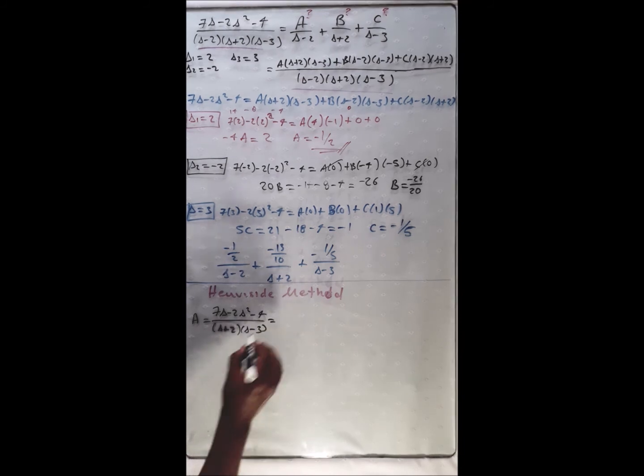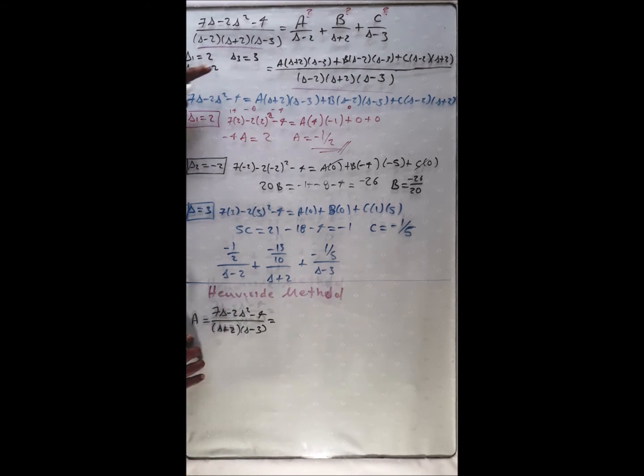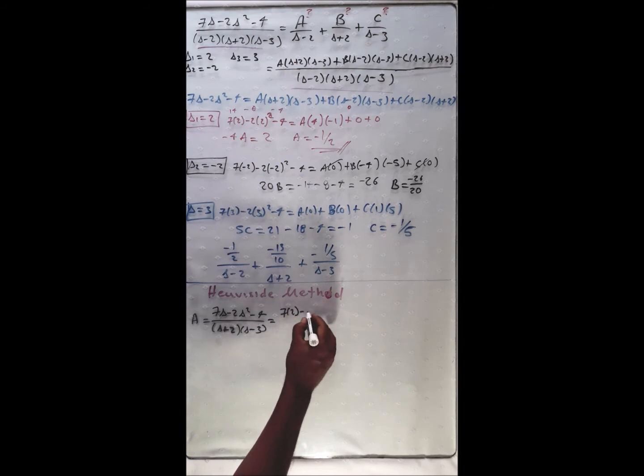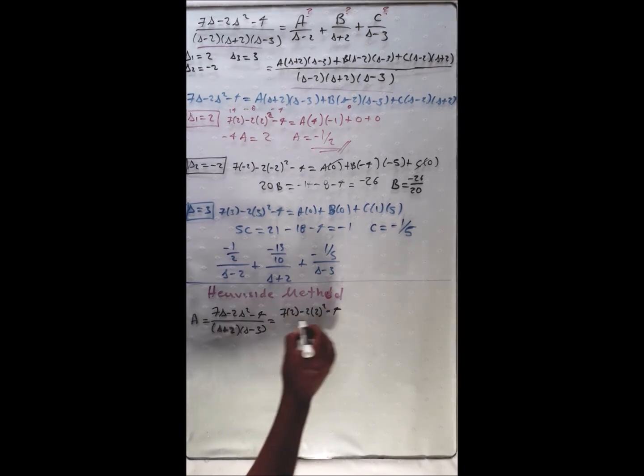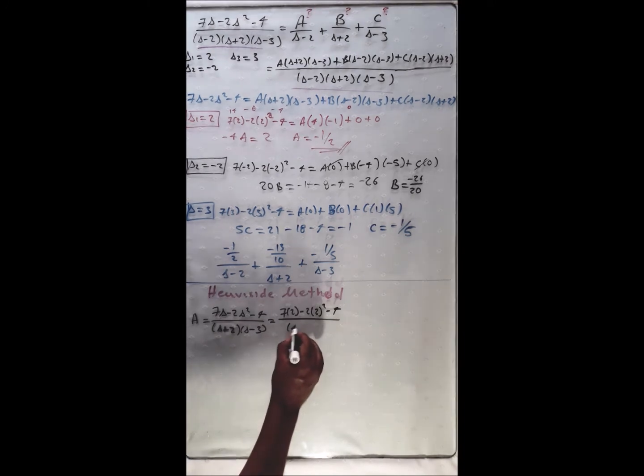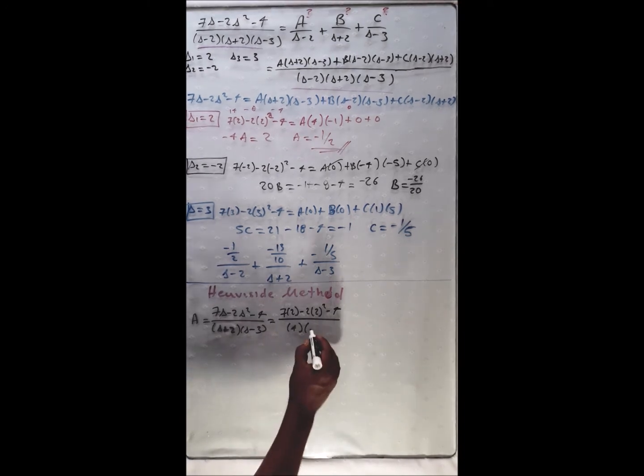Okay, now check this. A is divided by s minus 2 here. So on this fraction, the value of a is this fraction, but you remove s minus 2. It's going to be 7s minus 2s squared minus 4 over s plus 2, and then s minus 3. And then you replace the value of that root, which is 2. So it's going to be 7 times 2 minus 2 times 2 squared minus 4 over 4 here, and then 2 minus 3, minus 1 here.